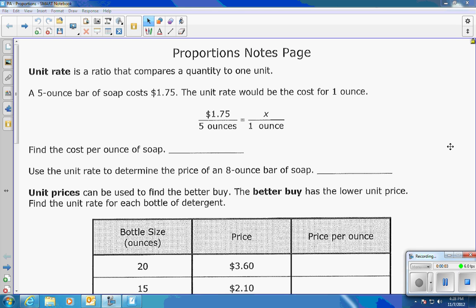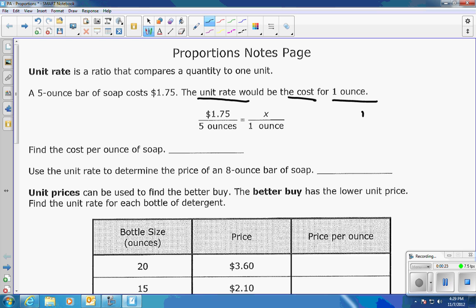These notes are to help with proportions and unit rates. So please remember that a unit rate is a ratio that compares a quantity to one unit. For instance, a 5-ounce bar of soap costs $1.75. Well, the unit rate would be the cost for 1 ounce, or the price per ounce.